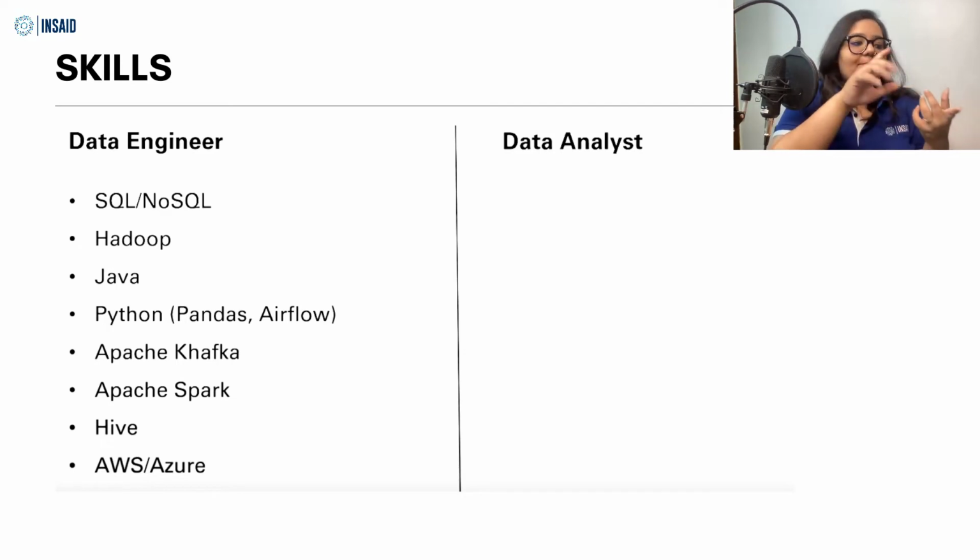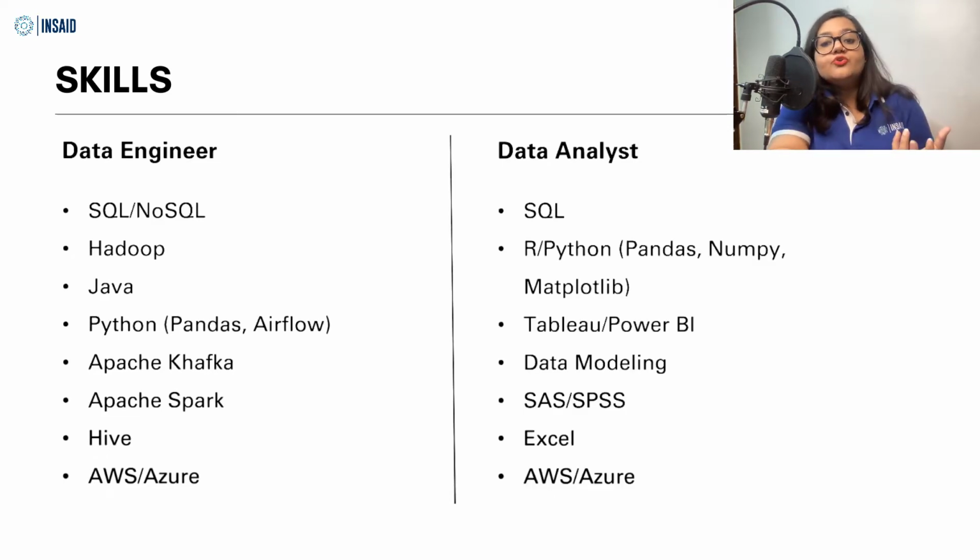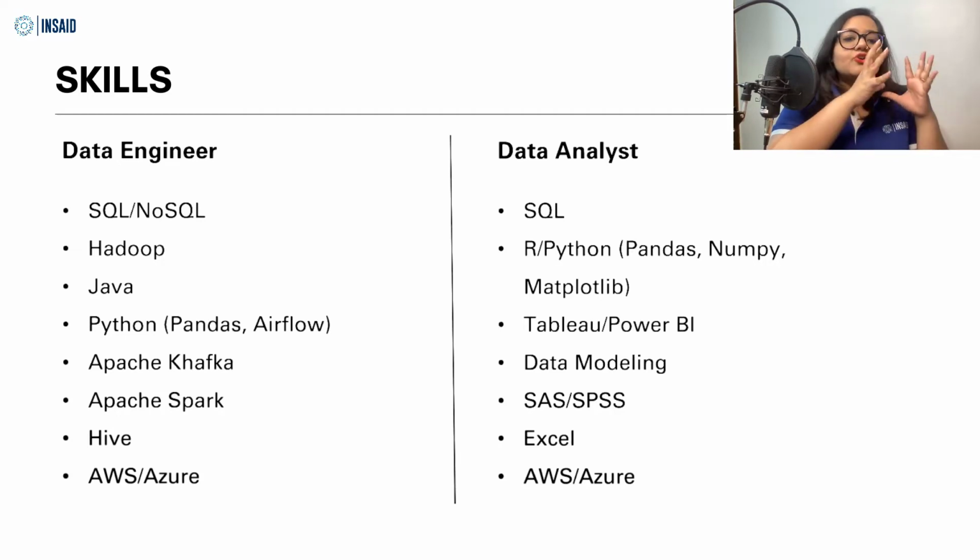You'll also need to know Apache Kafka and Apache Spark, as well as Hive, and some of the cloud platforms like AWS or Azure, right? Now, coming to data analysts, you're going to know things like, again, SQL, R, and Python. And within Python, you might even know things like Pandas, NumPy, and Matplotlib. You'll also need to know data visualization tools like Tableau or Power BI, and you will need to know how to do data modeling, right? You may also need to know SAS or SPSS, Excel, and then some type of cloud platform like, again, AWS or Azure, right?